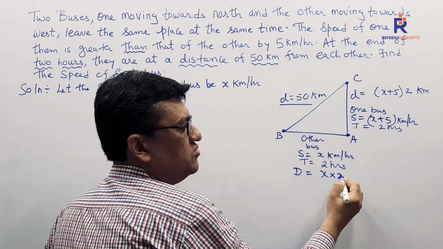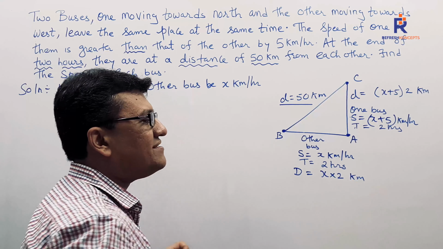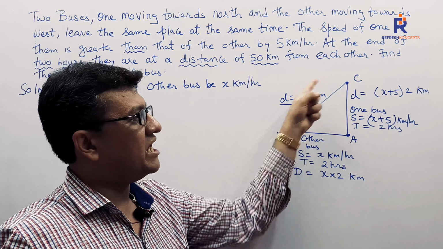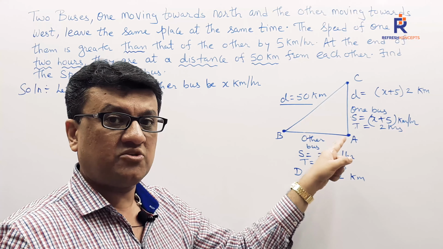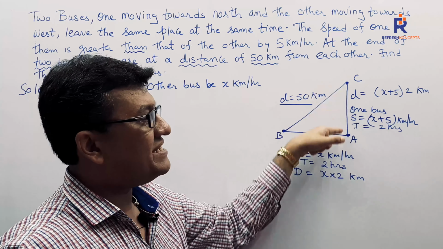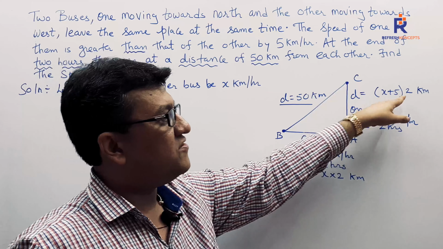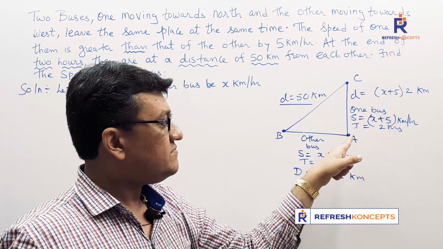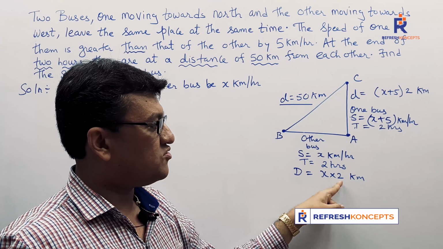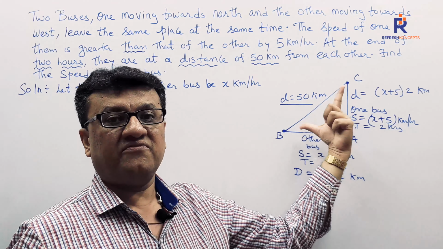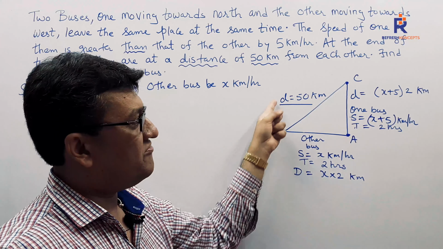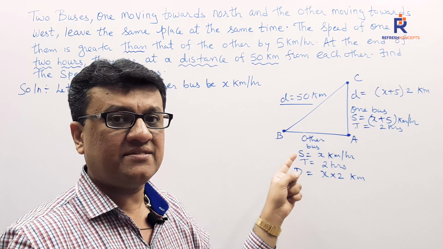x into 2 kilometer. Now I can say my entire diagram talks in terms of distance. Earlier it wasn't. Now it is. AC is having a distance of twice of x plus 5. AB is having a distance of 2x kilometer and BC is at a distance of 50 kilometer. Can I say that all of them are talking in the same lines, distance?